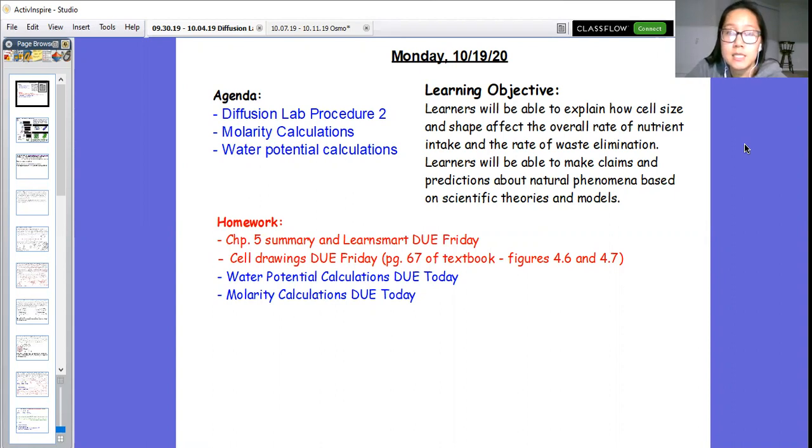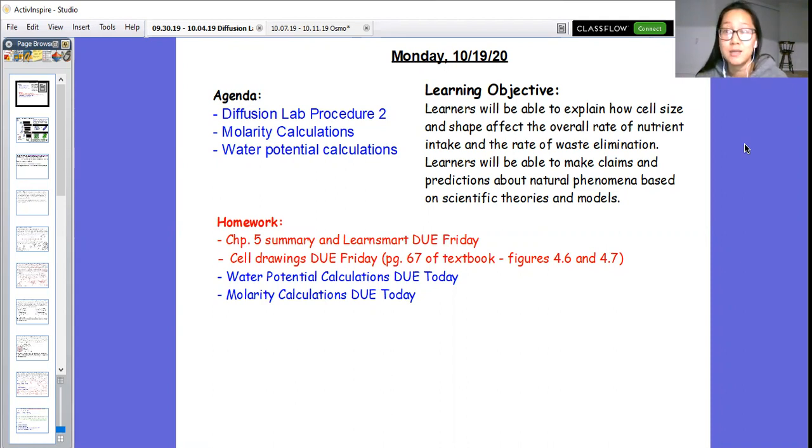The learning objective is the same as usual. Learners will be able to explain how cell size and shape affect the overall rate of nutrient intake and the rate of waste elimination. So you'll be able to make claims and predictions about natural phenomena based on scientific theories and models. And the second part is mainly because we're going to be doing 2 demos this week, one on Wednesday and one on Friday.